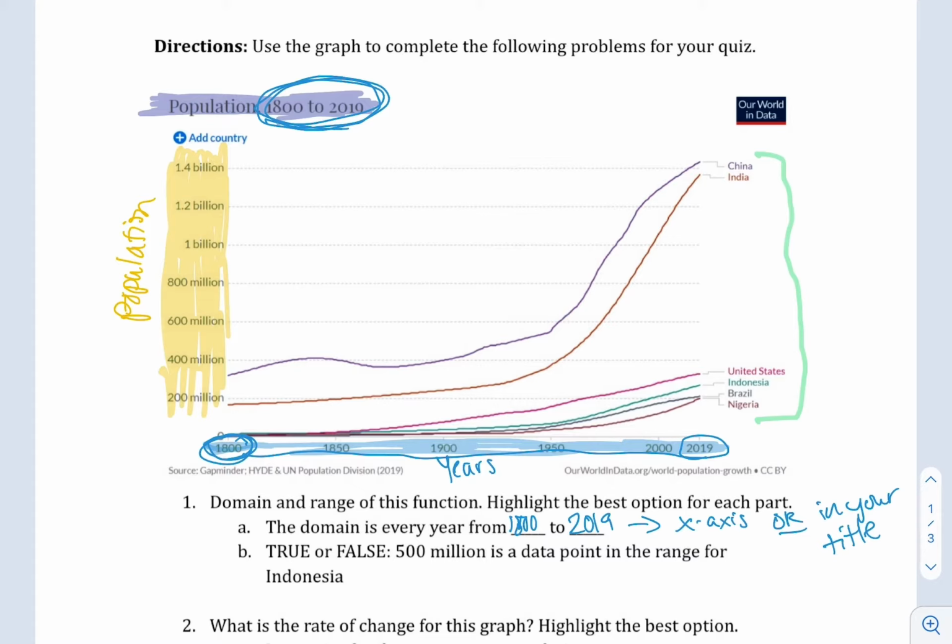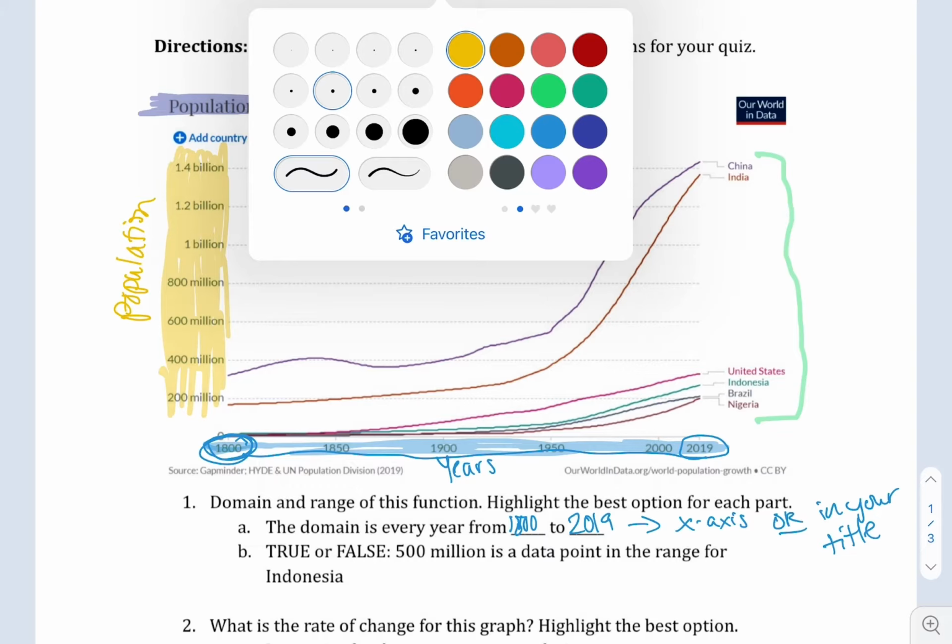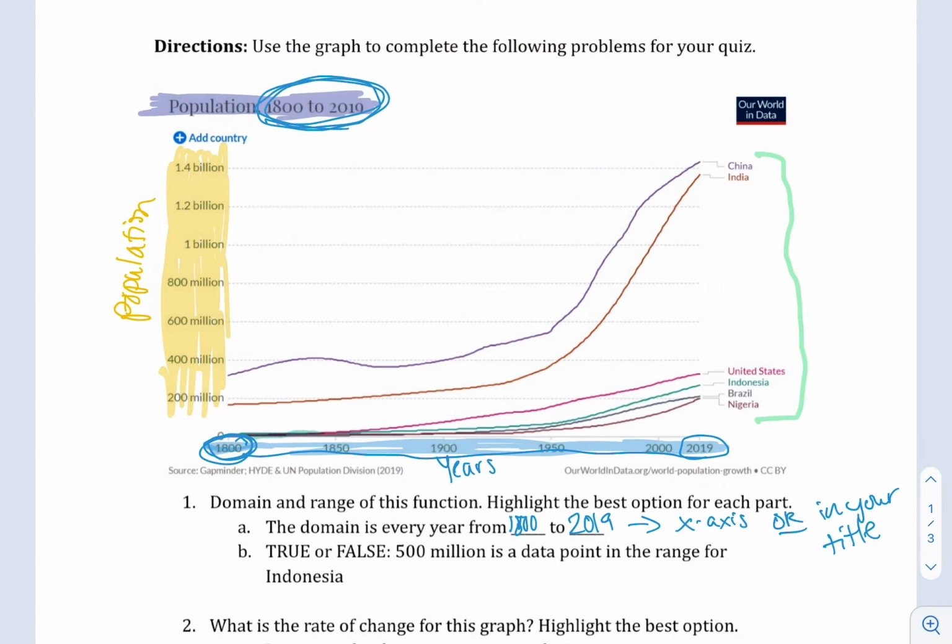Next, true or false, 500 million is a data point in the range for Indonesia, right? So at this point, I'm only focusing on this green line with Indonesia. I can only focus on this line for Indonesia. Okay. So true or false, 500 million is a data point in the range. So remember, our range is always going to be along our y-axis. So I want to see if that green line that I just highlighted ever gets up to 500 million.